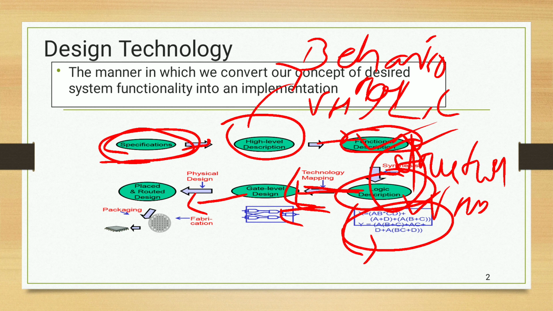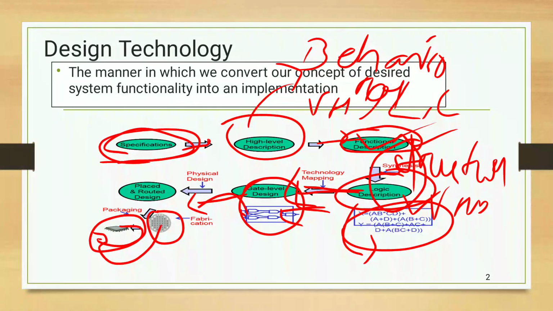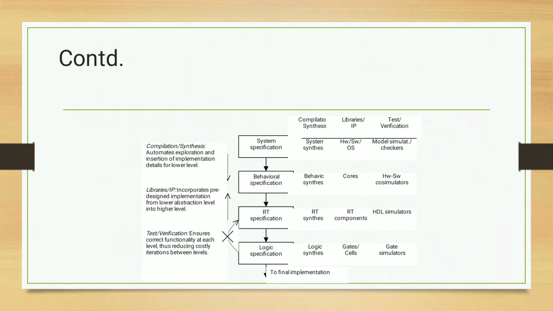A wafer is a disk of pure silicon. After cutting down, it will be shown in this structure like an IC. This is called the integrated circuit. This gate level design is fabricated on this wafer, and from this wafer the IC is cut down, then it will look like an integrated circuit.